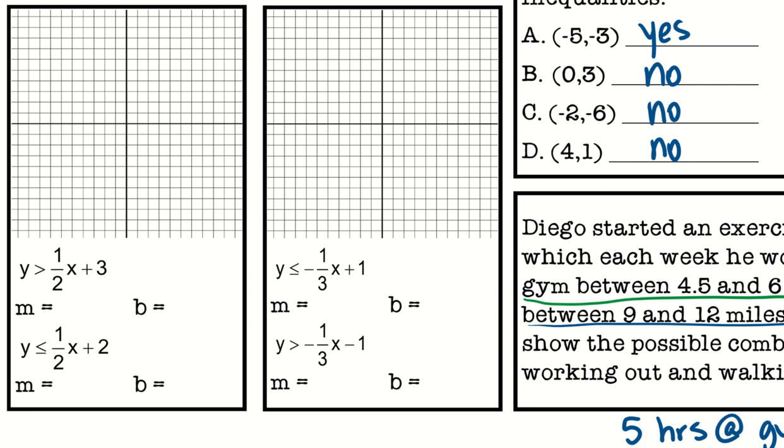All right, so next up we have y is greater than 1/2 x plus 3. So our slope this time is 1/2, and our y-intercept is 3. So I'm going to start at 3, and we're going to go up 1, right 2. This time it's greater than, so we're going to shade above, and there's no equal to, so that means it's going to be a dashed line. So I need a dashed line between these points. And then greater than, we're going to shade above.